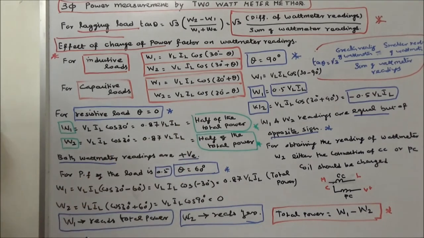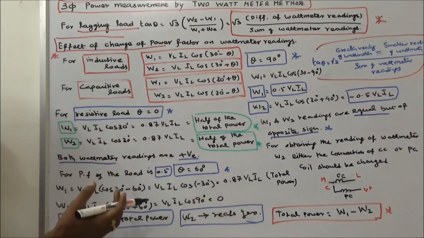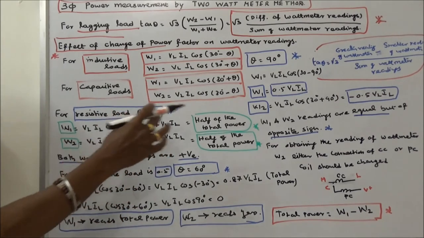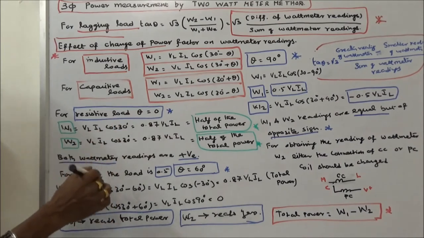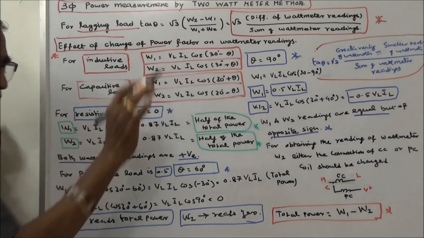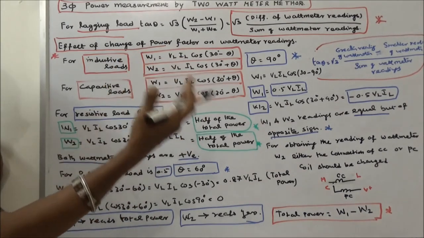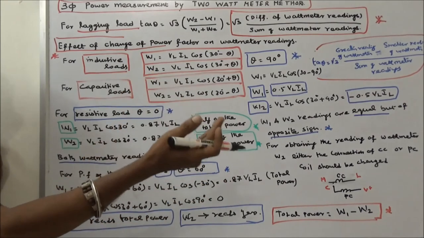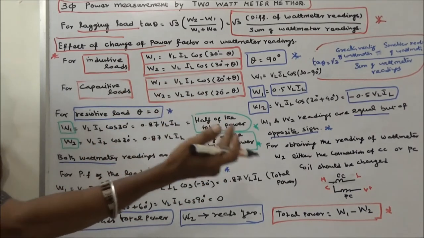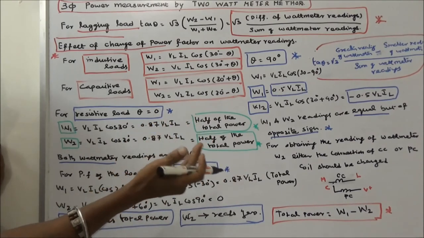That is the significance. For the resistive load, both wattmeters are positive, and the total power is the sum of the two wattmeter readings. But in the case of theta equal to 60, wattmeter 1 reads the total power and wattmeter 2 value is 0. In the case of theta equal to 90, one wattmeter reads a value and the other reads negative. So if you want to read W2, we have to change either the current coil or pressure coil terminals.